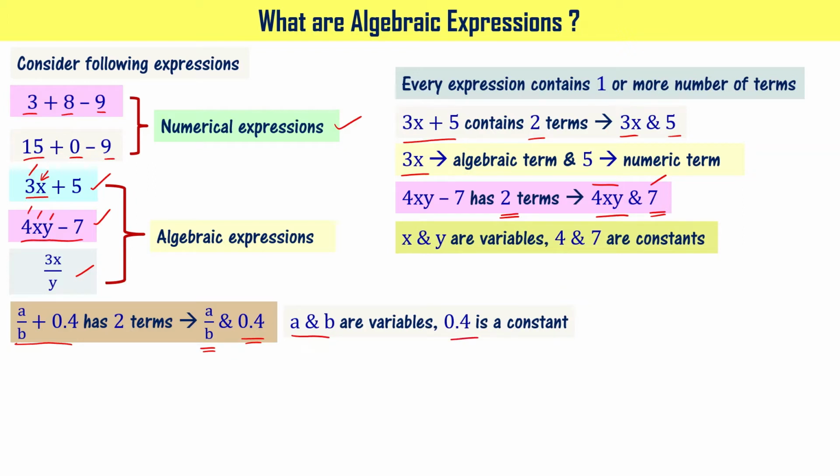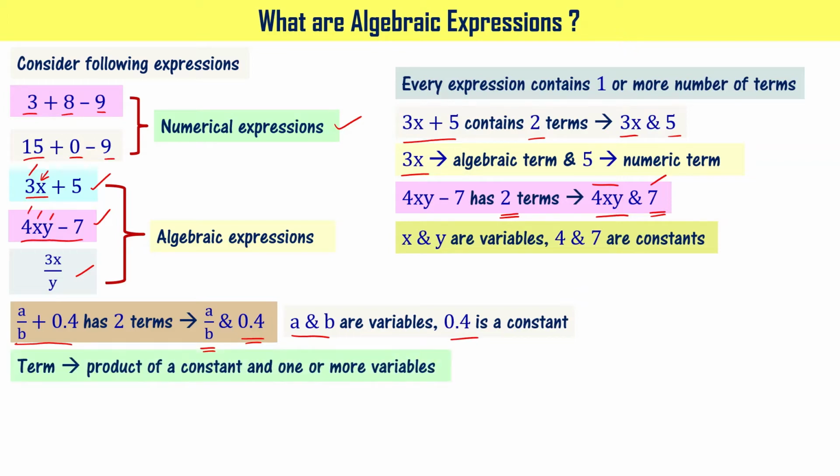right? For algebraic expressions, a term is defined as follows: the product of a constant and one or more variables. In the case of 3x, we have seen 3 is the constant and x is the variable. 3x is the product of those two, right? When it comes to 4xy, you have constant 4, and x and y as the variables, and their product is 4xy, right? That is why 4xy is called a term of an algebraic expression.